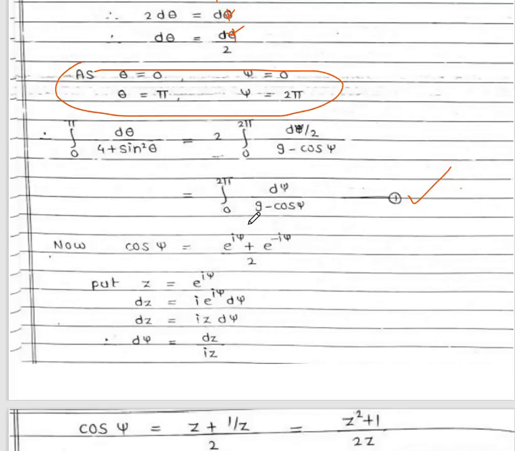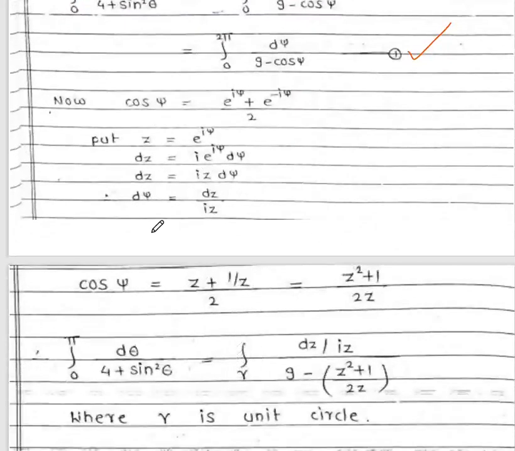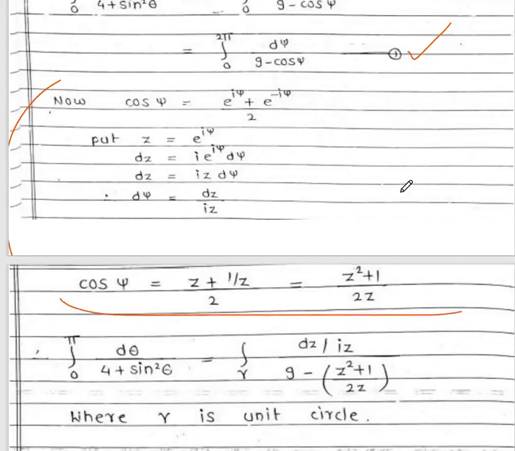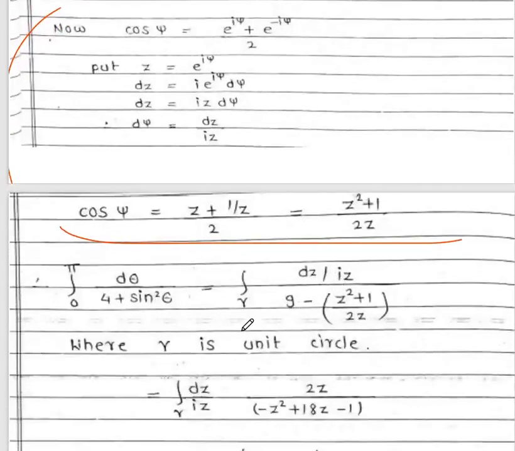Let us reconsider equation number 1. Now we will solve this in equation number 1 by the residue method. Here we know that cos psi is e raised to power i psi plus e raised to power minus i psi divided by 2. So let us put z equal to e raised to power i psi. So dz is i e raised to power i psi d psi, therefore d psi is dz upon i z. Putting these values, cos psi will become z square plus 1 upon 2z.